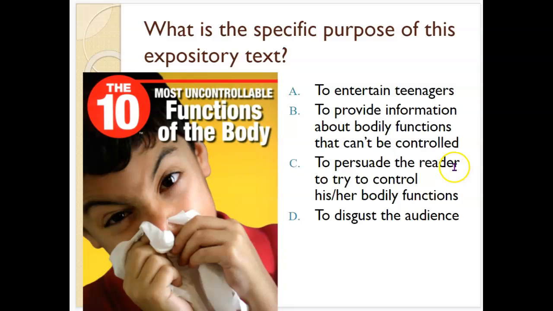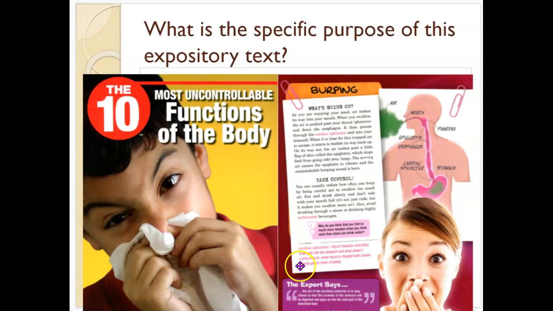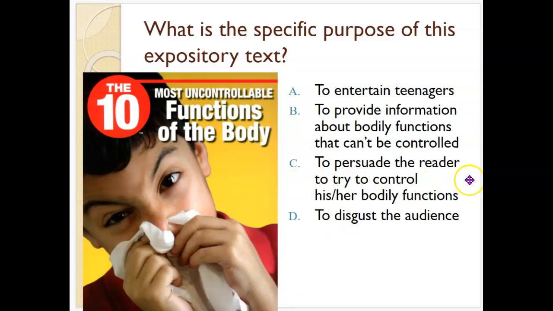Now, are they telling people to control their bodily functions, or are they providing information? So let's take a look. They say what's going on, and when you read this text, you'll find that they're telling you how burping happens. And then the next part, it says take control. You can usually reduce how often you burp by being careful not to swallow too much air, eat and drink slowly. Don't talk with your mouth full. It's not just rude, but it makes you swallow more air. And then they ask some questions about that. So are they telling us that we have to do that? Are they telling us anything bad that happens? No, they're not. So the persuade is not the best choice here.